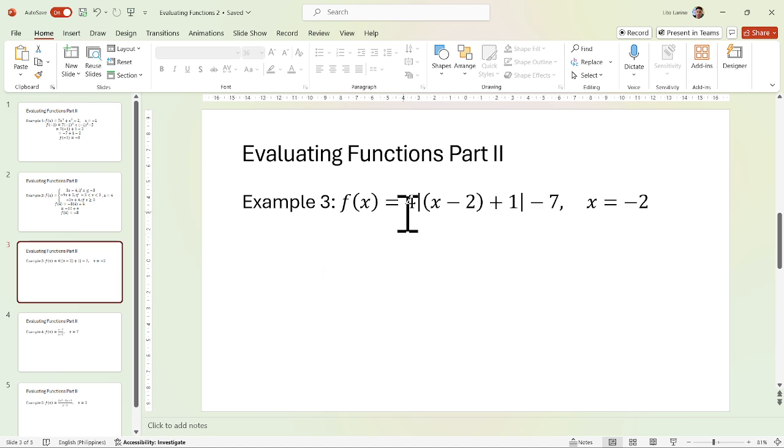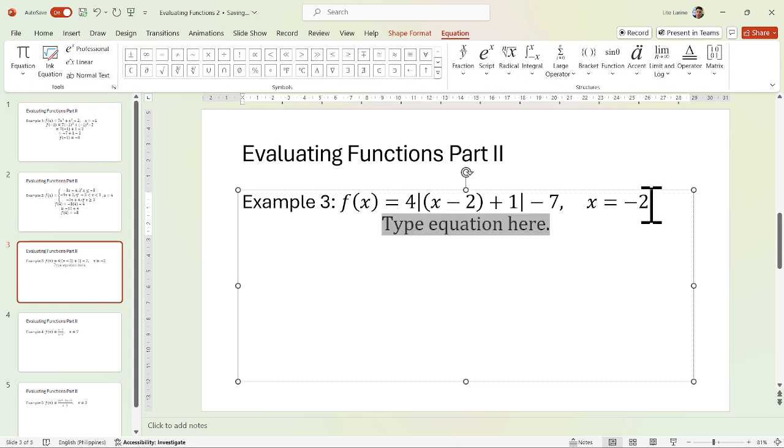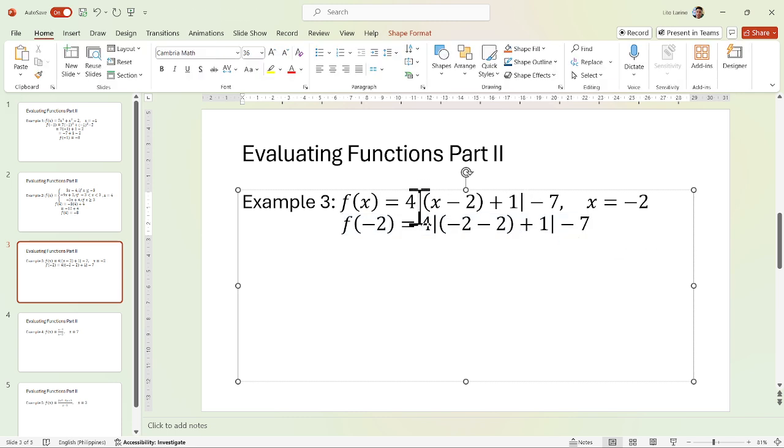Now, let's have example number 3. Again, this is another type of function, which is an absolute value function. Let's evaluate this. We have f of -2 is equal to 4 times the absolute value of x, again substituting x, which is -2, minus 2 plus 1 minus 7. Let's check it. 4 times the absolute value of, in the parentheses, x is negative 2, minus 2 plus 1 minus 7. We got it right.